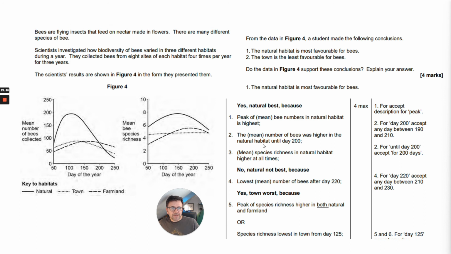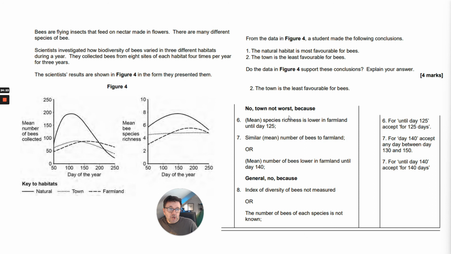And because you're evaluating the data, what's a negative? Well, the lowest number of bees after day 220, approximately 220. So they'll accept anything between 210 and 230 because it's not very clear in the axes. Peak of species richness is higher in both natural and farmland, as you can see. Okay. So no, why this town, so the town is the least favourable.